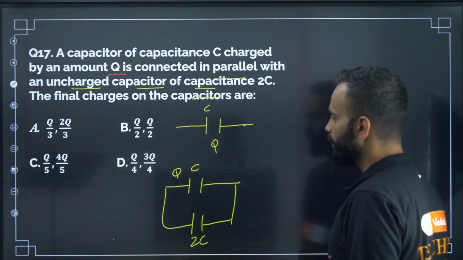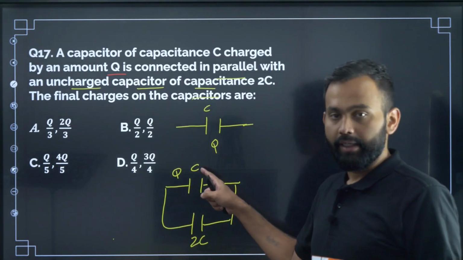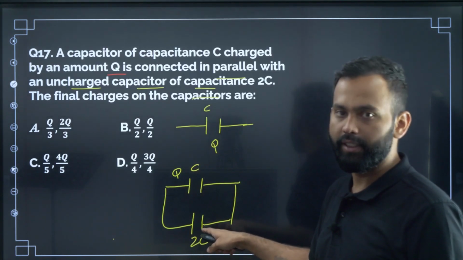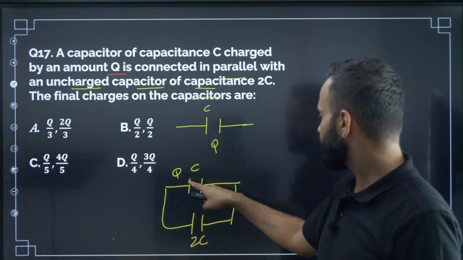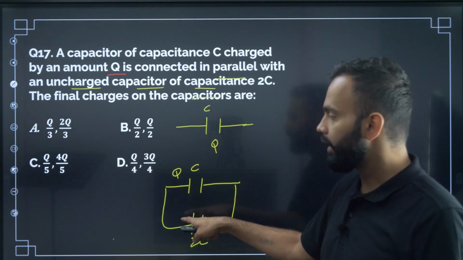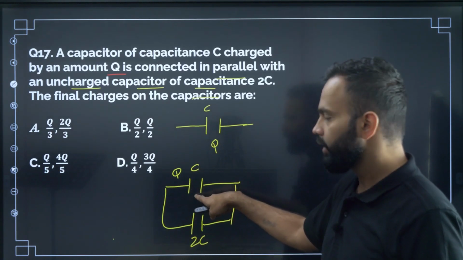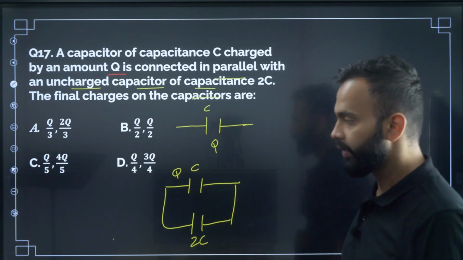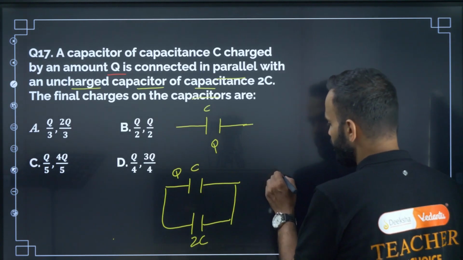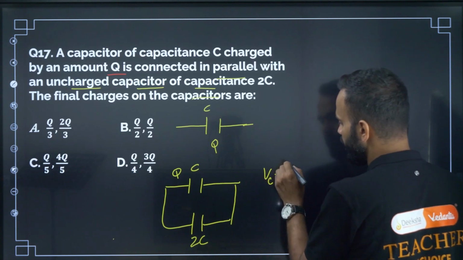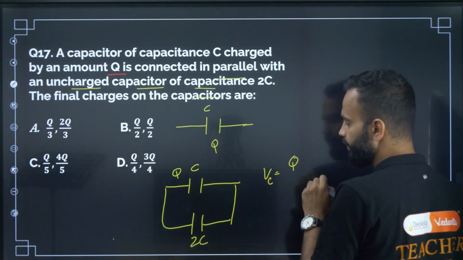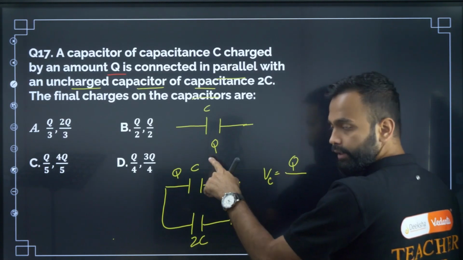When you connect the charged capacitor to the uncharged capacitor 2C in parallel, what happens? There will be a charge distribution until the potential of C equals the potential of 2C. Now the common potential V equal to the total charge Q divided by C equivalent.